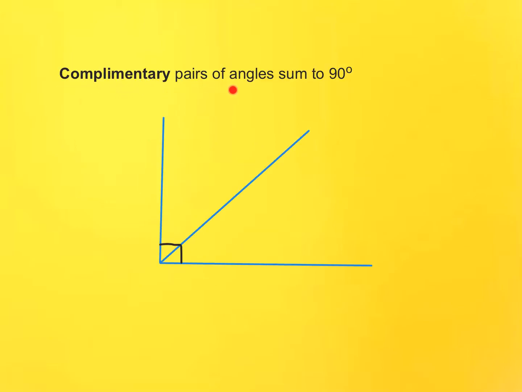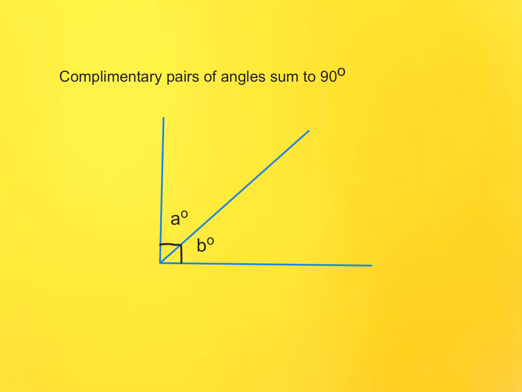So angle AOB and angle BOC are adjacent angles. We're now going to look at complementary pairs of angles, and they must sum to 90 degrees. In my diagram, that little box in the corner represents that this angle over here is 90 degrees. So we can say that angle A and angle B must equal 90 degrees, and therefore these two angles are complementary and add up to 90 degrees. We could also say that A added to B must equal 90 degrees.